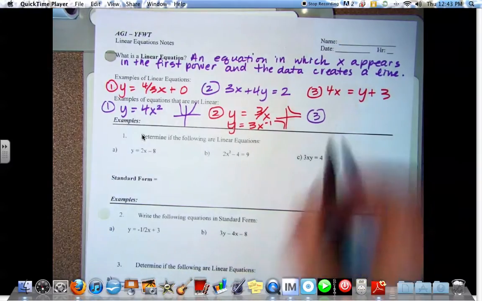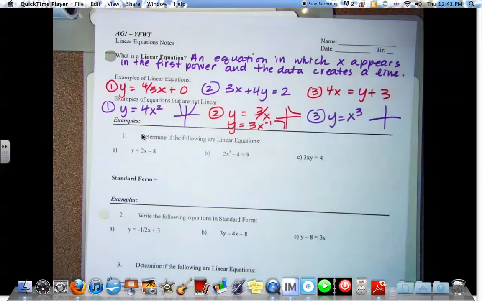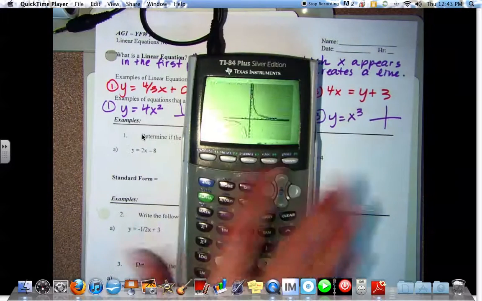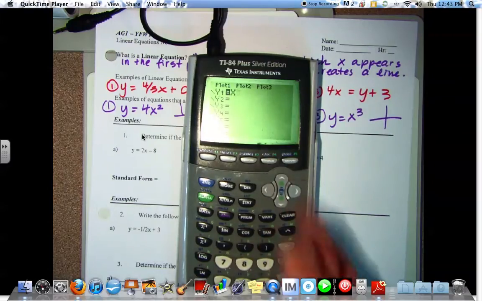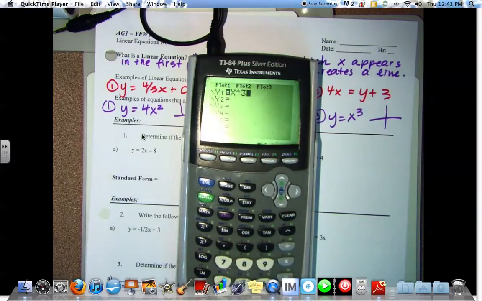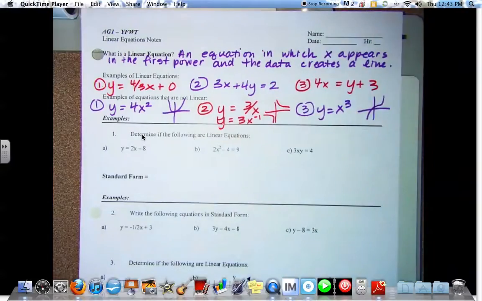So another example, y equals x cubed. When you graph it, it looks like that. So those are examples of things that are not linear. All right.